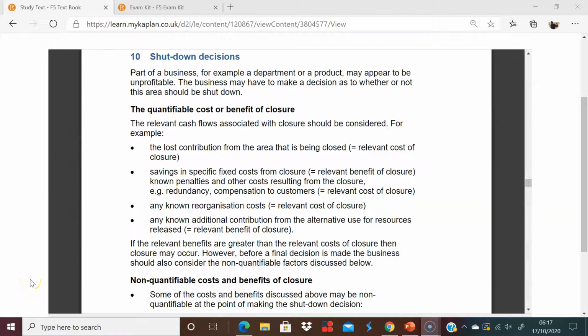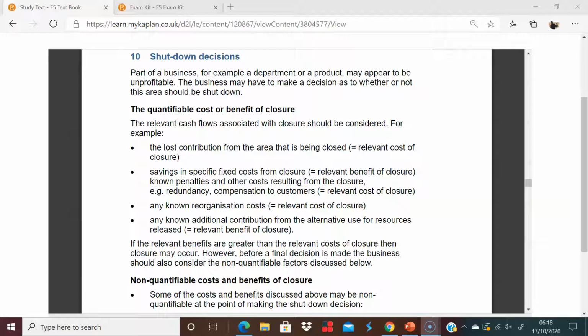Cool, awesome. So I'm going to finish off with these last two topics, shutdown decisions and joint costs, and just sort of look at them. So let's talk through this. The fundamental argument, although we'll look at the example in this case, is that before you shut anything down, purely look at the variable costs. Look at contribution. Ask the question, is this department bringing in contribution?